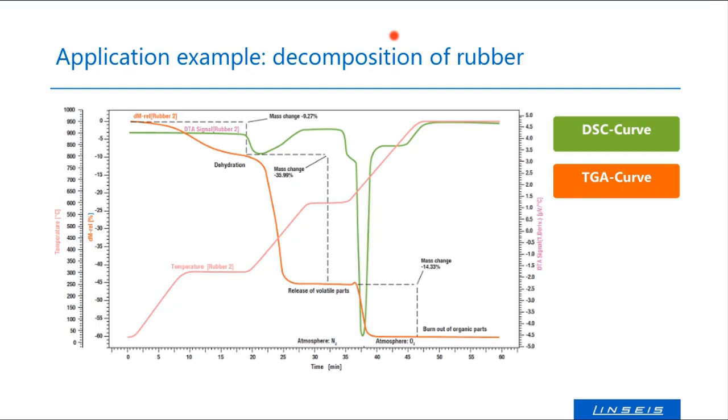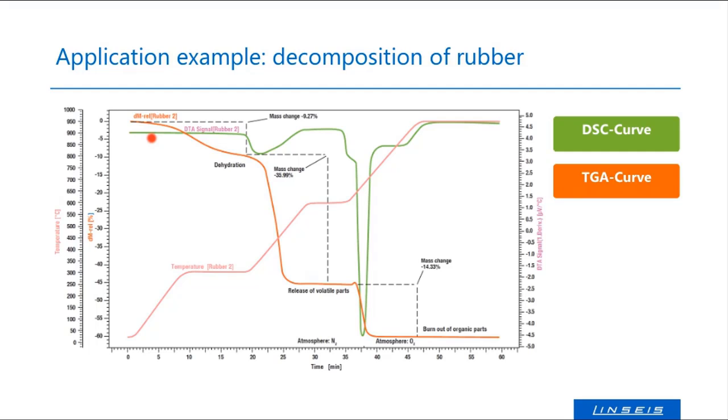So regarding the applications, as I told you, I want to show you some applications that are typically done with the STA, and I'm starting with this rubber decomposition. So what you see here is the decomposition behavior of a rubber sample. This is over time, so the temperature is displayed as this red curve. As you can see, the sample was heated, then there was an isothermal step, it was heated again, another isothermal step, and a third heating cycle. Between the second and the third heating cycle, the atmosphere has been changed from nitrogen to oxygen.